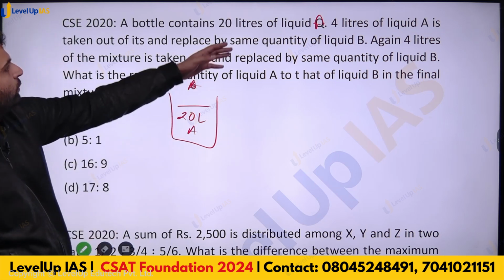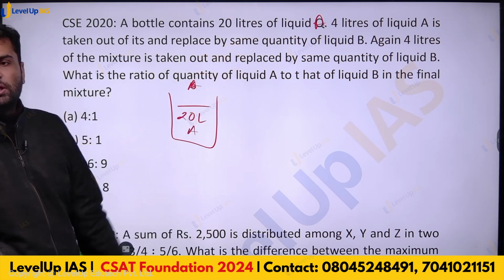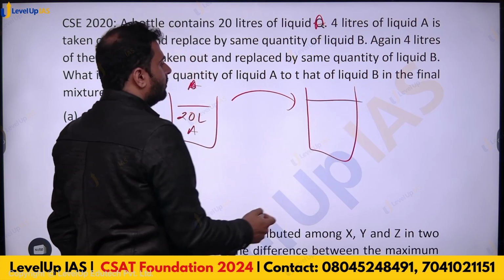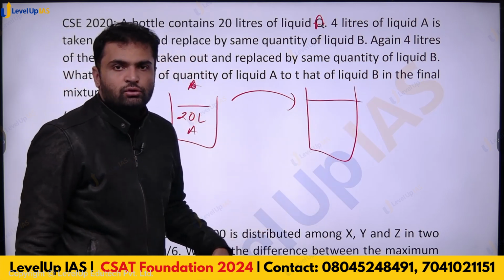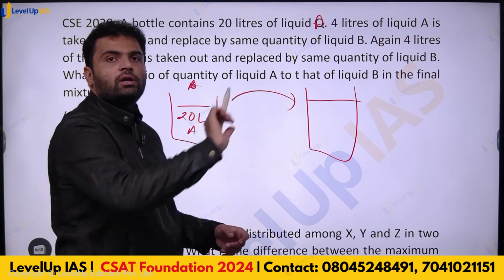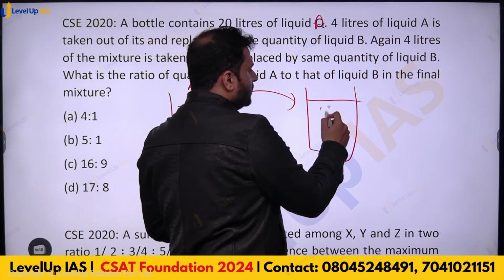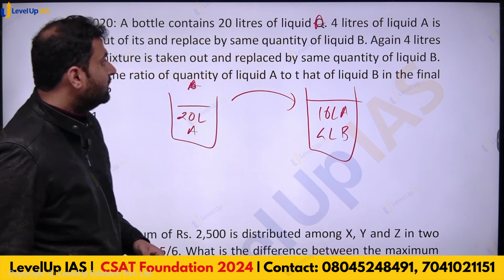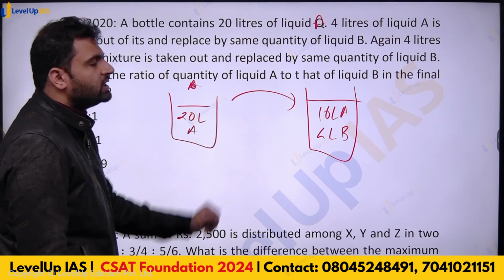What is happening is 4 liters of liquid is taken out and replaced by B. So now we have 4 liters taken out, so 16 liters of A is remaining and 4 liters of B is added. So we have 16 liters of A and 4 liters of B. Then 4 liters of this mixture is taken out.